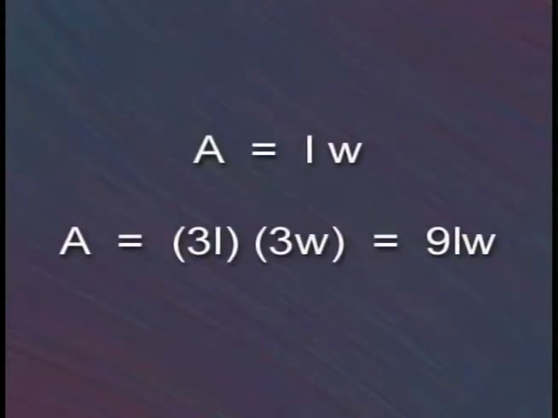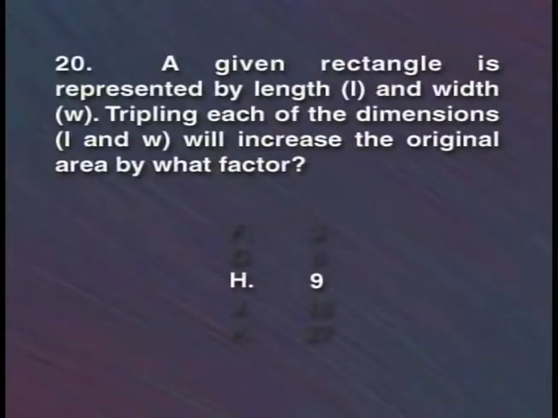Working the problem more abstractly also produces the same result. Writing the equation as area equals 3L times 3W gives the new area as 9 times LW. Thus, the original area has increased by a factor of 9. In either case, the correct answer is H.